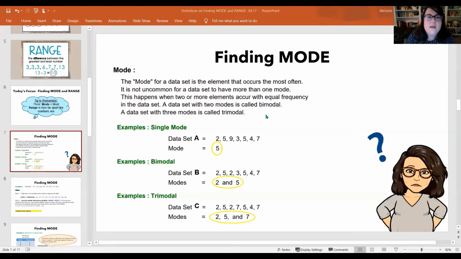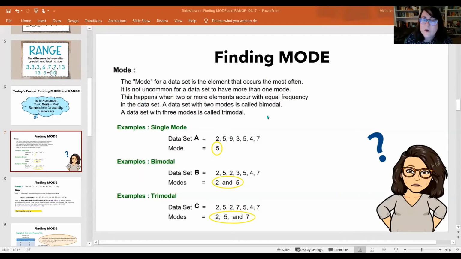So mode here is very easy, especially if there's only one number that obviously occurs the most. It's pretty obvious, but there are a couple of little things that make it a bit more complex. One of them is if there are 2 numbers that are tied for the mode. If there's a tie, they can both be the mode. And I have some words on here that you don't need to know, like bimodal and trimodal, but we could break those up and figure out what they mean.